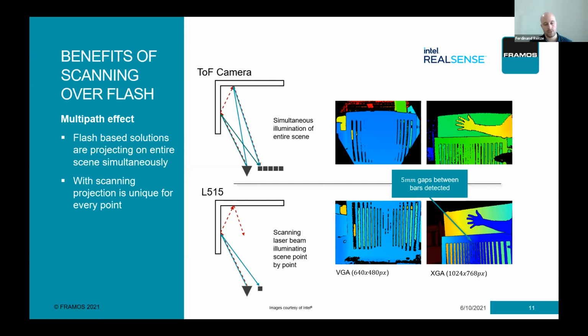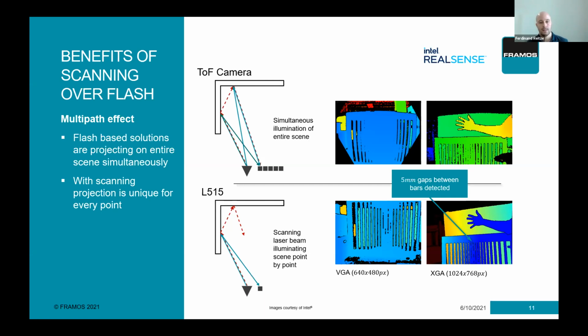With flash-based solutions, you illuminate the whole scene at a single time, and you are also capturing the scene at the same time, giving you a pretty long exposure time. And this can increase the effect pretty much compared to a scanning solution, where each point is targeted individually, and it's much easier to distinguish between the desired reflected signal and signals coming in from indirectly hit areas, so the multipath effect, so to say.